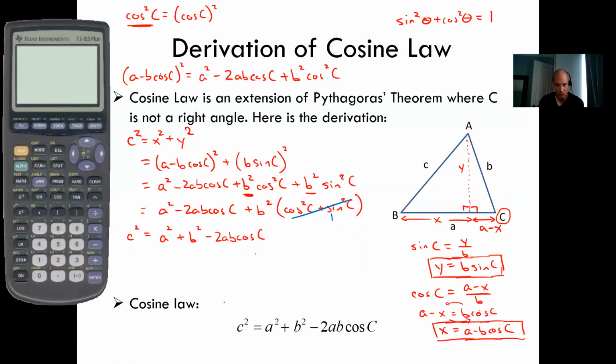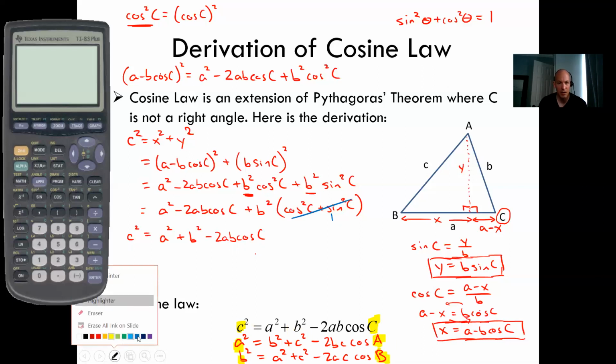The thing I will mention is this can be rewritten as a squared equals b squared plus c squared minus 2bc cosine of A. And you could also write b squared equals a squared plus c squared minus 2ac cosine of B. The big thing here is that we have to make sure that this letter here and this one match up. So if that's an A over there, then this is a capital A, and if this is a B, then that's a capital B.